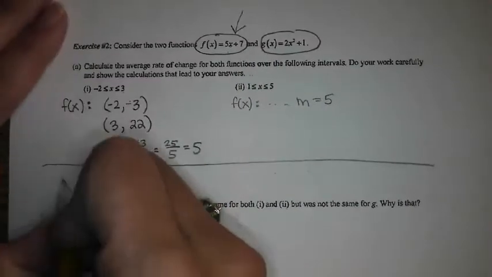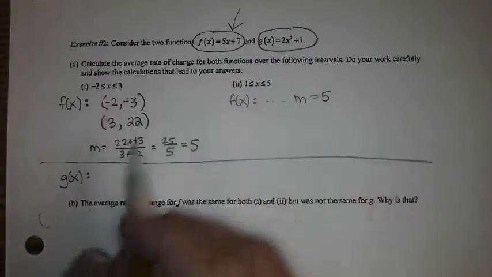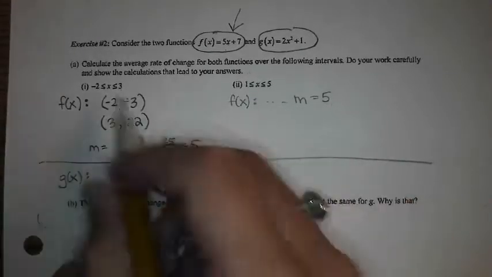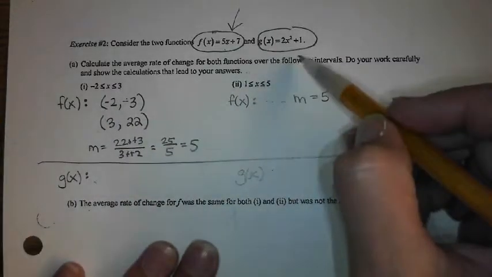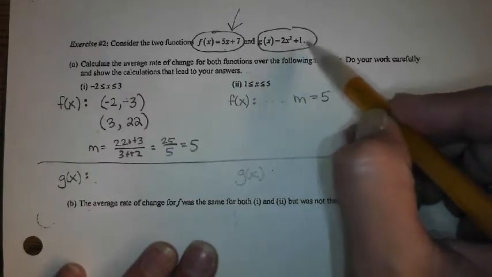On g of x, it's not going to be the same, okay? I'm not actually going to find the average rate of changes for these intervals, but it won't be the same. Why not? What kind of a function is this?